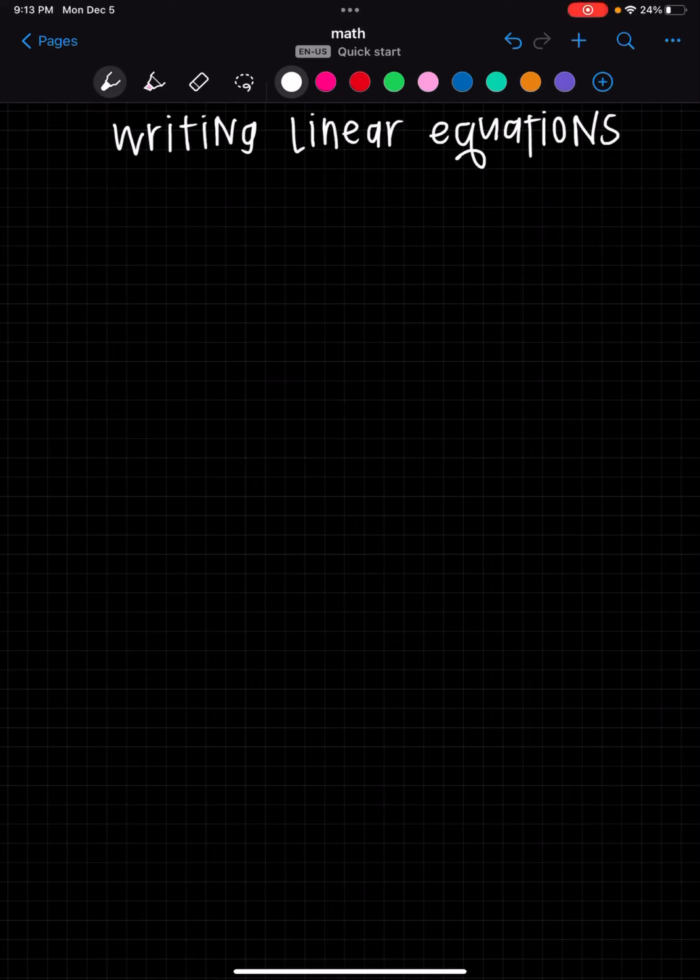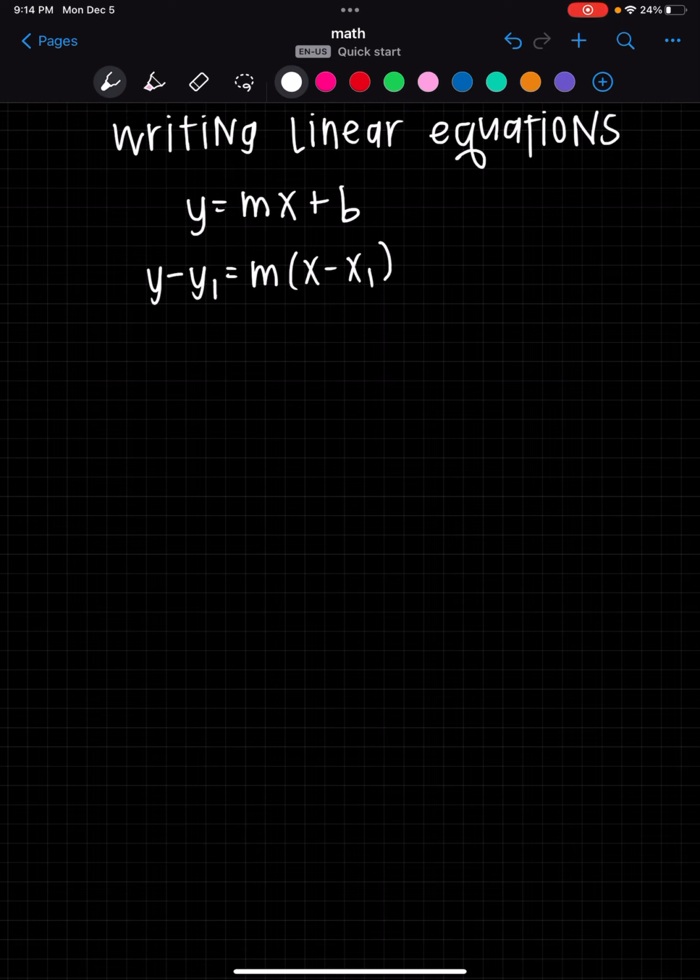Hi everyone, so now we're going to be talking about how to write linear equations given a point and a slope. So there are two equations that we're going to talk about really fast, and those two equations are the slope-intercept form, which we've kind of already talked about, which is y equals mx plus b. And then the other one that we're going to use a lot in the next couple of videos is the point slope form. So y minus y1 is equal to m times x minus x1.